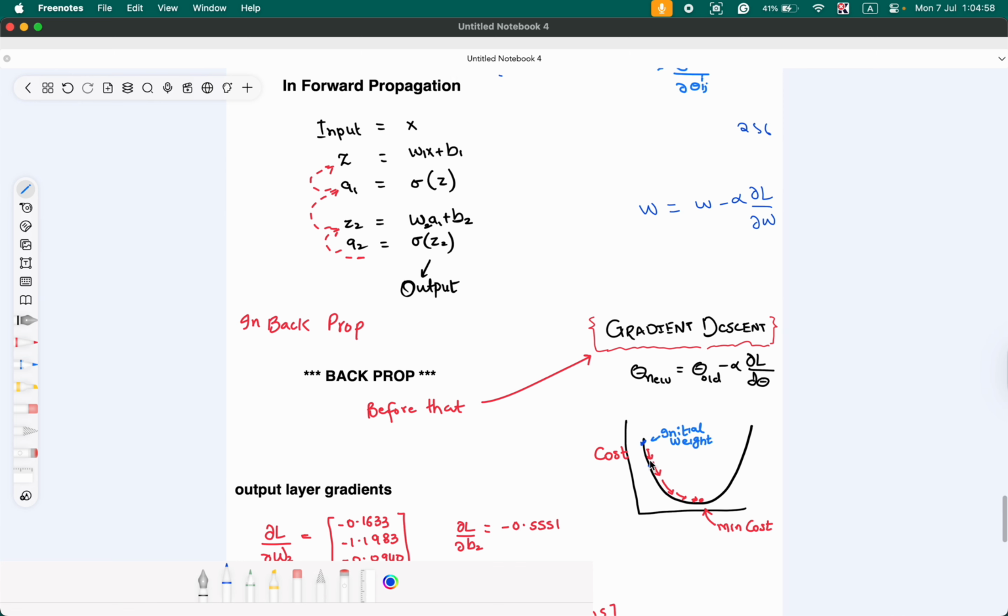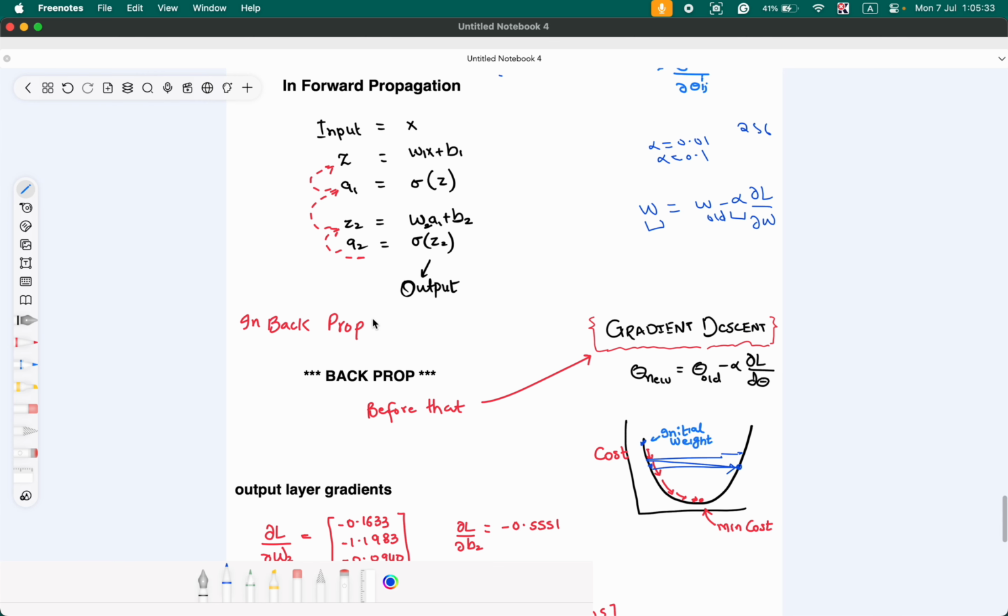If we subtract it like that, our updated weight may jump around like this. It may never converge. It will go like this, right? So therefore we multiply by the learning rate, which is usually a small number, sometimes 0.01 or 0.1. Then after multiplying, we subtract it from the old weights, and finally we get the new weights. So this is how the model learns.